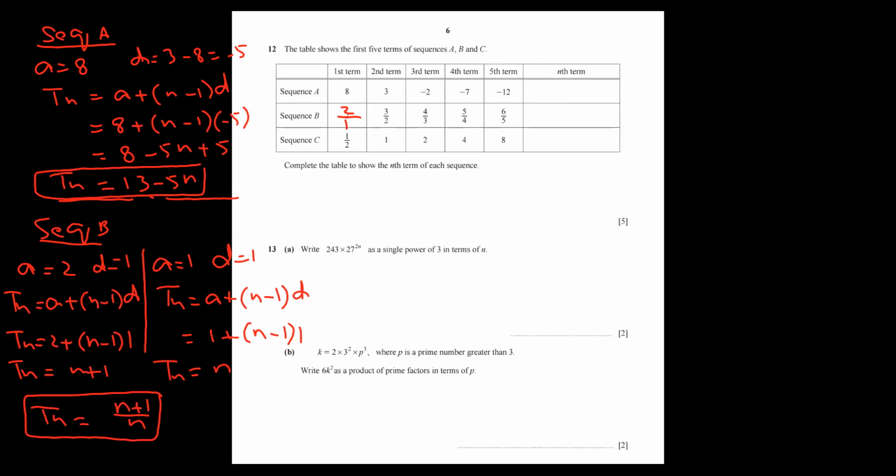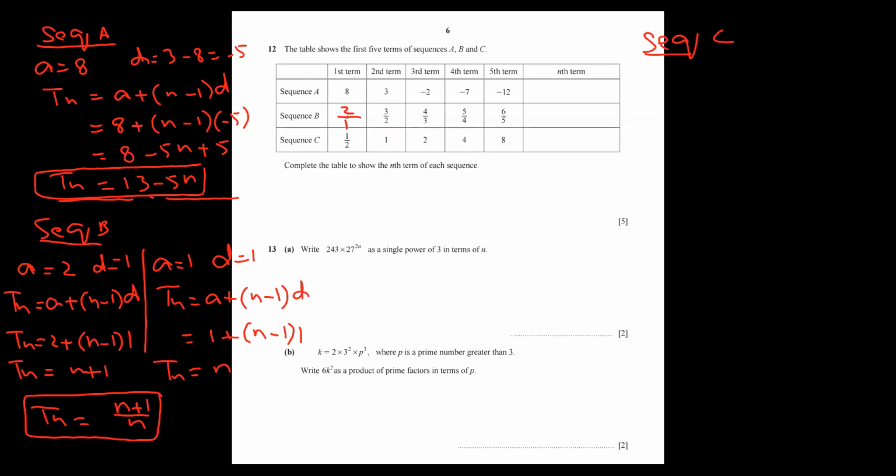Now I'm going for the C sequence. When you look at the C sequence carefully, first I tried this minus that, and this minus this, so the answer is not the same. So it's not an arithmetic progression. But when I check for a geometric progression, it works. How it works? For example, this into 2, I got it. This into 2, I got it. Similarly, this into 2, I got it.